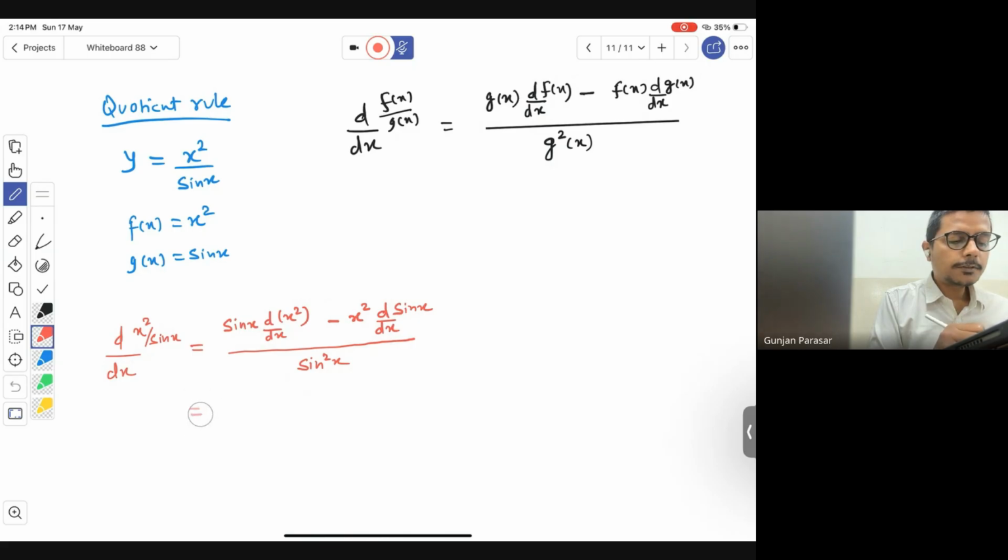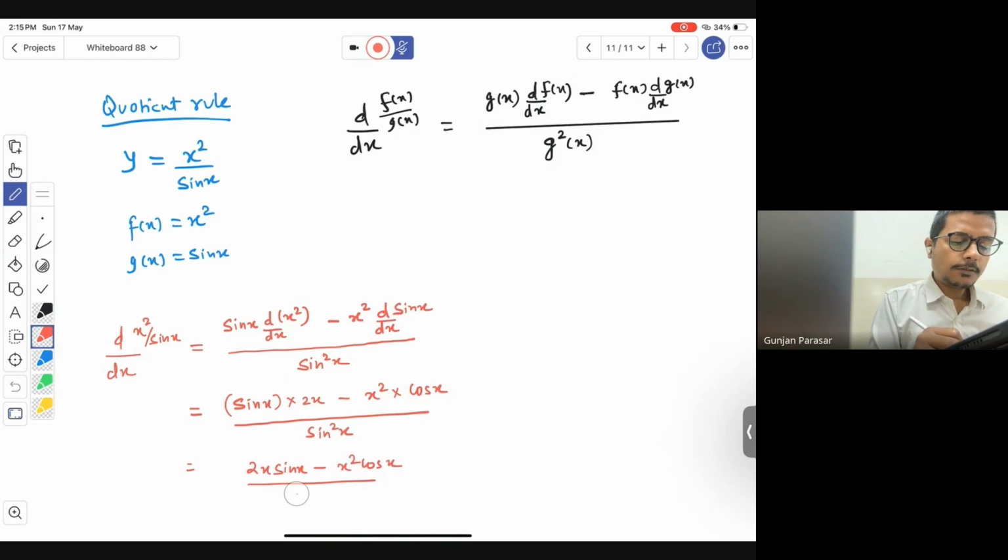So the differentiation of x square, how much? 2x. So we will get sin x into 2x. And then x square, the differentiation of sin x is cos x, so x square into cos x, by sin square x. This will be the answer: 2x into sin x minus x square into cos x, by sin square x.